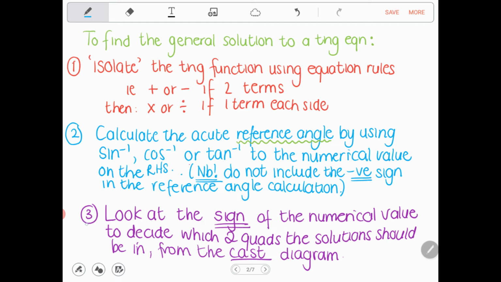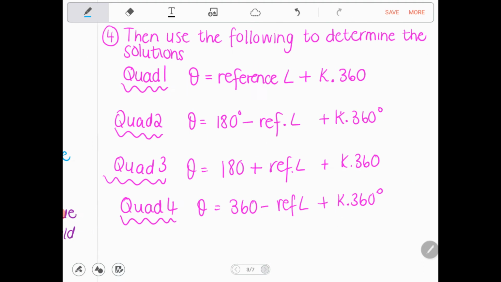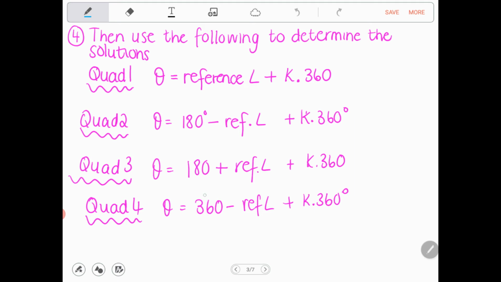Number 3, look at the sign of the numerical value and decide which 2 quadrants you're going to be working in. We're going to use a cast diagram for that. And then we're going to use these 4 combinations to give us the answers to our equations. So if we're working in quadrant 1, my angle would be equal to my reference angle plus k lots of 360.